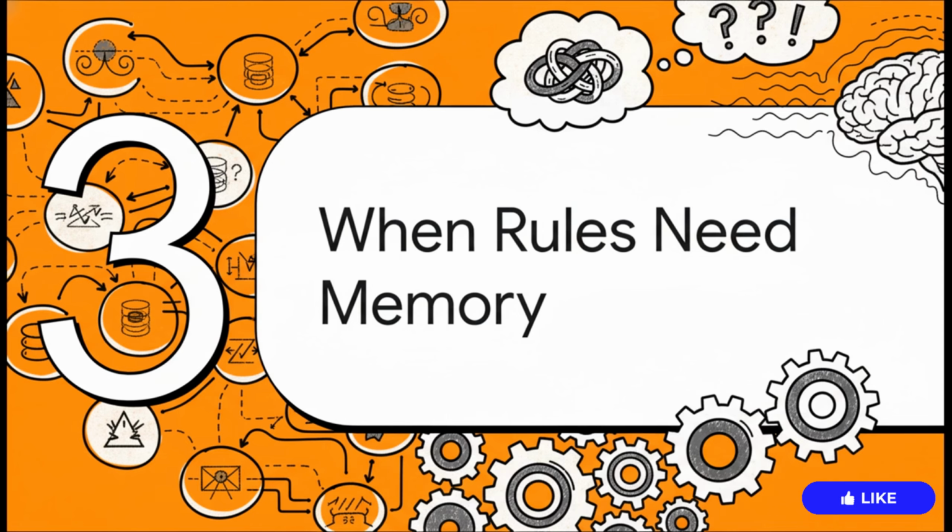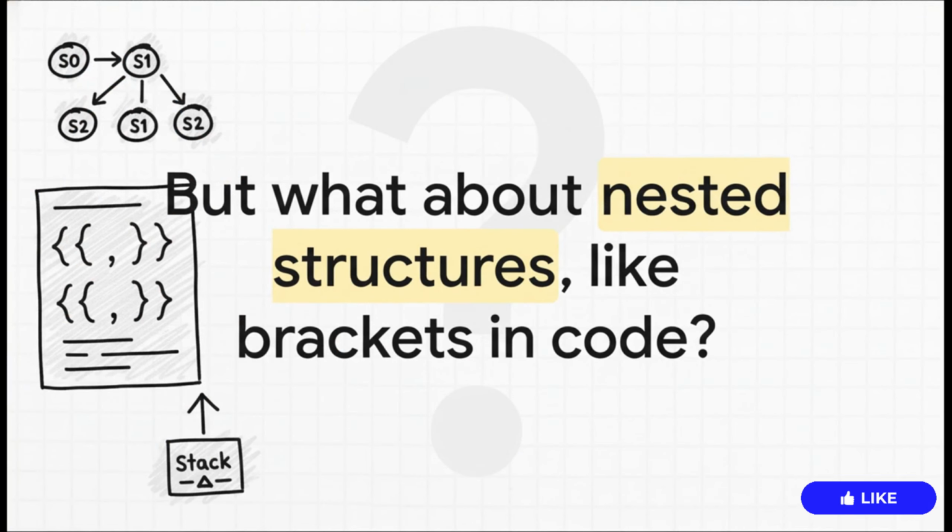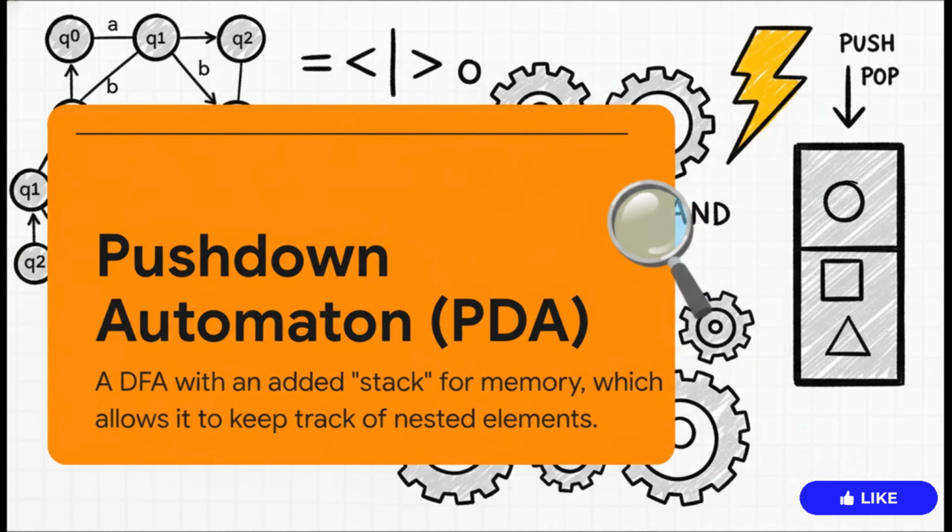So what happens when the rules need to get a little more complex? What happens when a machine actually needs a memory? Yeah, think about the code that all our software is built on. It's packed with these nested structures, right? Like an if statement tucked inside another if statement. A simple DFA just can't handle that. It has zero memory, so it can't keep track of whether an opening bracket has a matching closing one later on. It gets lost. So to solve this problem, we need to level up our machine.